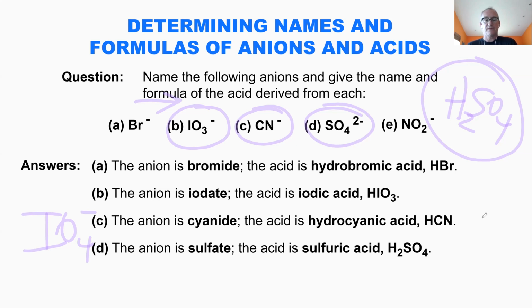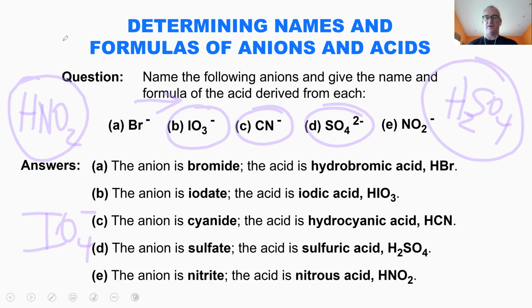Okay. So the last one, NO2 to NO3 is nitrate. So NO2 is nitrite. So what will we call nitrite with one H? When we dissolve this in water, what would we call that one? Nitrous. Very good. Nitrous acid, which is different from nitric acid. So what are the rules for doing these?